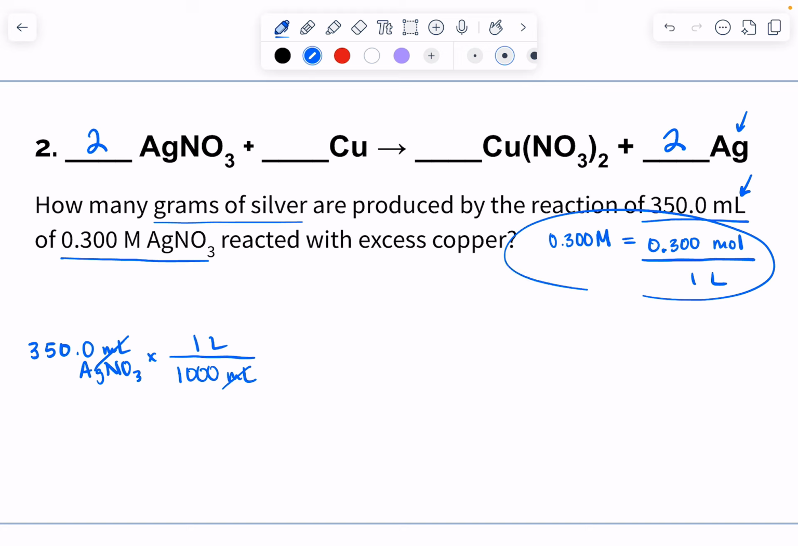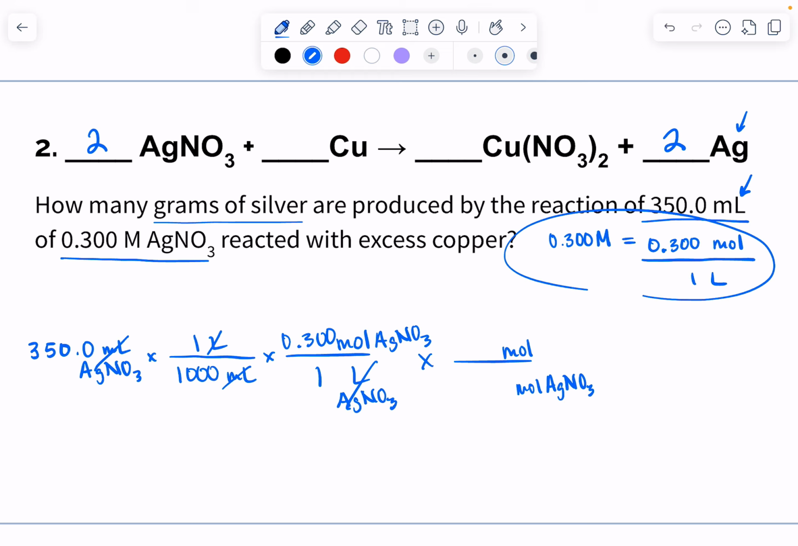Once we get that into liters, we can now use our molarity as a conversion factor because that will get us into moles. And if we're in moles, we can go and convert to other things from the balanced chemical equation. So we're going to use that molarity where we want to put liters on the bottom and moles on top. And this is going to be for our silver nitrate. I forgot to write that. So liters will cross out. And now we can go from moles of silver nitrate into moles of our desired product, which is silver. So moles of just the plain silver. This is a 2:2 ratio based on our balanced chemical equation.